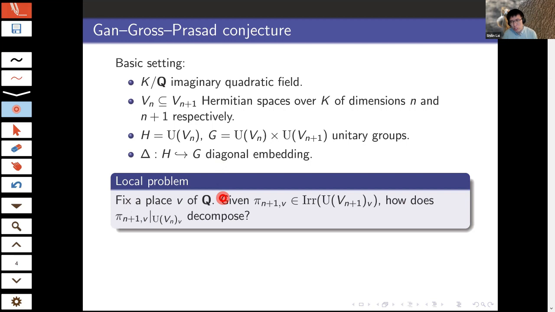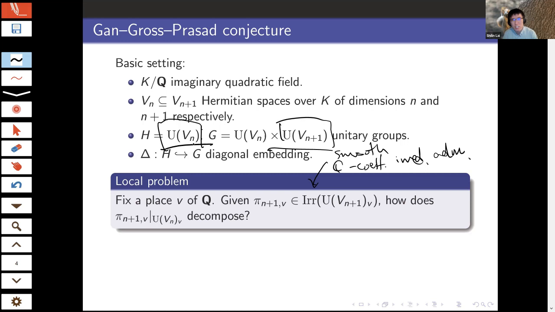If we have a place v and an irreducible representation, and let's just be clear, this means a smooth, complex-coefficient, irreducible, admissible representation. If I give one such representation on the bigger unitary group, how does that behave when you decompose it? How does that decompose when you restrict it to a smaller unitary group?